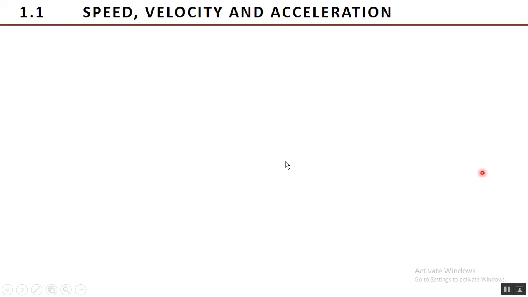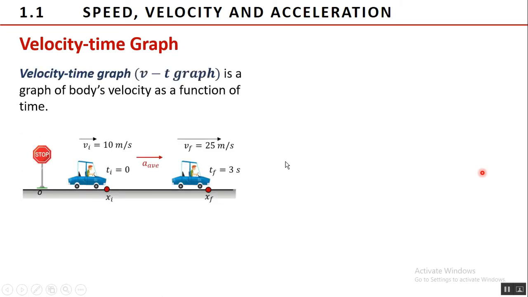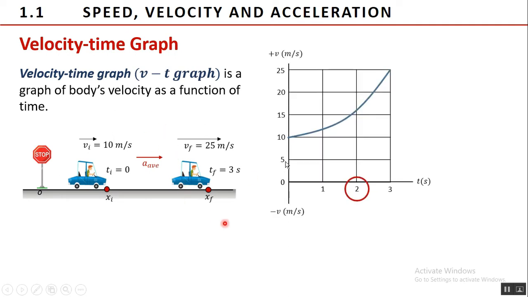Another useful motional graph that we are going to consider is the velocity time graph. It is a graph of a body's velocity as a function of time. Using this graph, we can easily determine the velocity of a body at a specific point in time. For instance, in the figure, we can estimate that at 2 seconds, the car is moving at a velocity of around 16 meters per second.